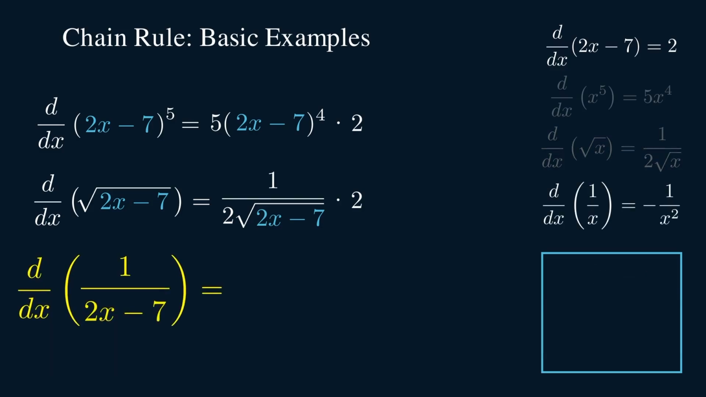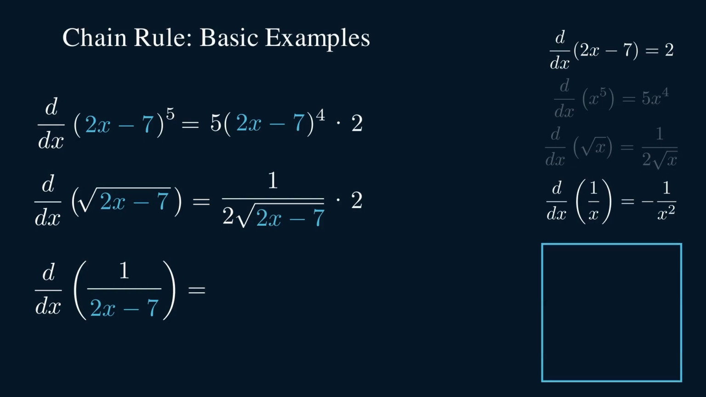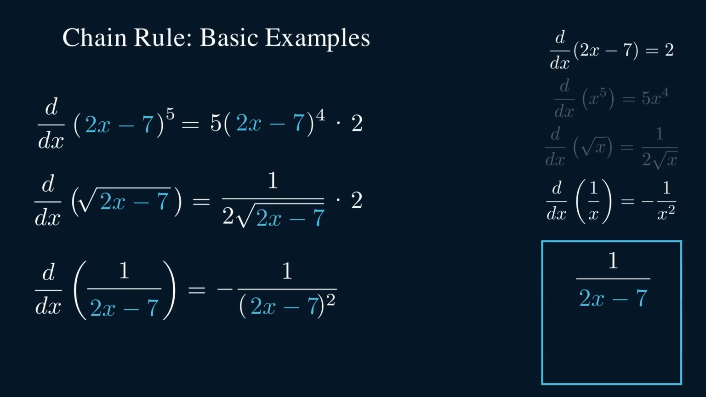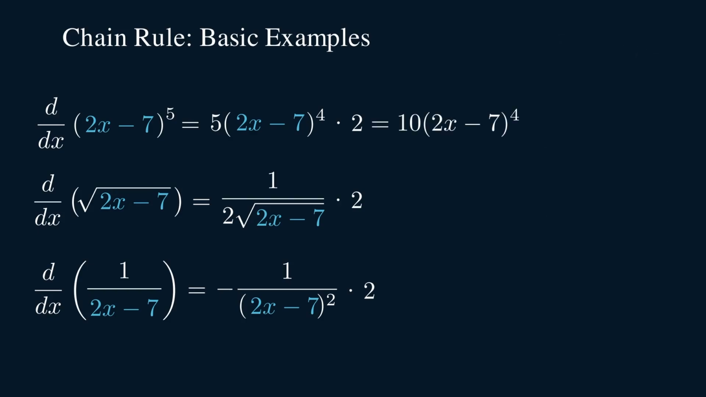Now, we find the derivative of the last composite function, 1 over 2x minus 7. First, take the derivative of the outer reciprocal function, keeping the same input 2x minus 7. This becomes the first part of the derivative of the composite function. We have completed the derivative of the outer function. The derivative of the inner function 2x minus 7 is 2, which is the last part of the derivative of 1 over 2x minus 7. Finally, we simplify each of these derivatives.